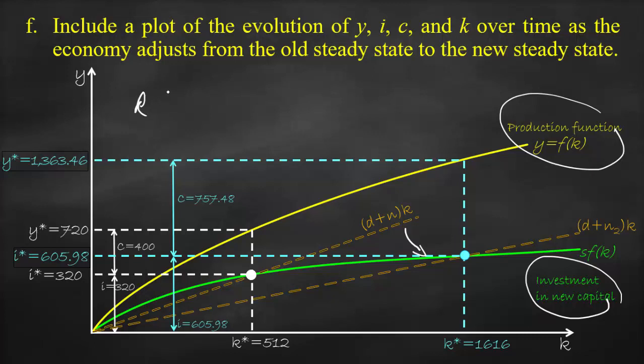Our capital per capita will increase, our output per capita will increase, our investment per capita will increase, our consumption per capita will increase, but it will increase from what? From the original steady state, which is from T0 till the new steady state. Therefore, it will increase slowly, and that's why it will take this concave shape. Why? Because of the law of diminishing return.